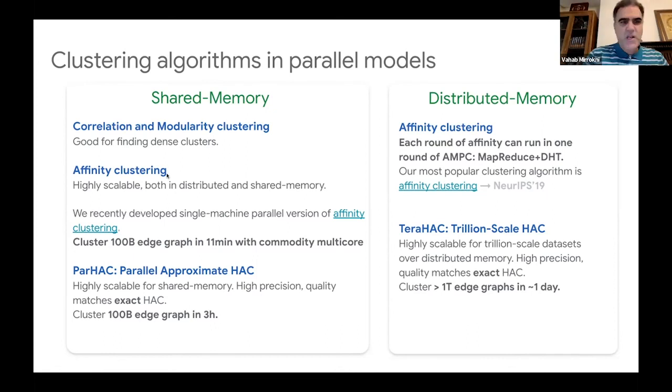On the shared memory side, we developed affinity clustering, and we can cluster a graph with 100 billion edges in only about 10 minutes.